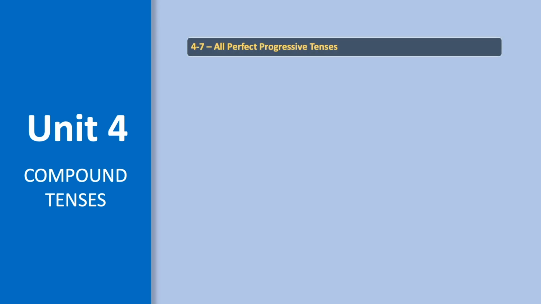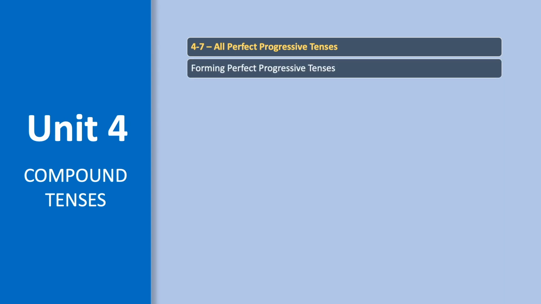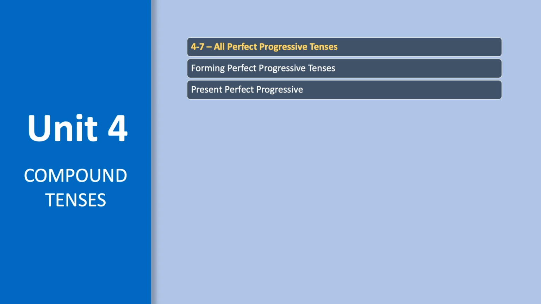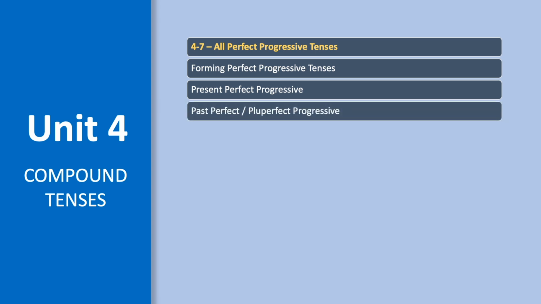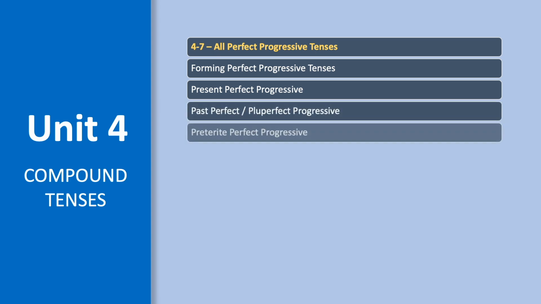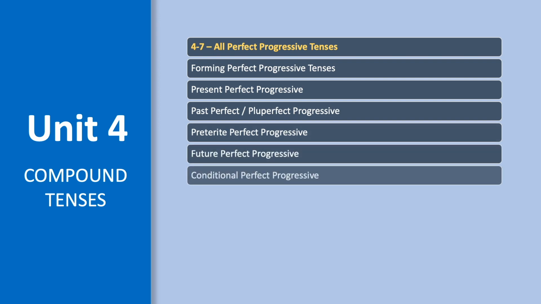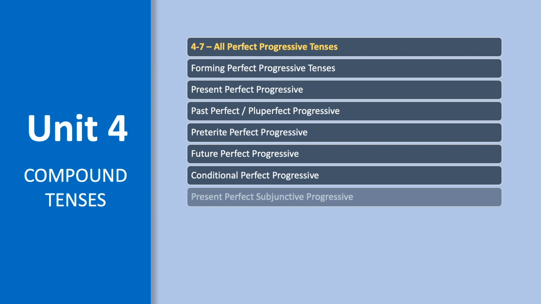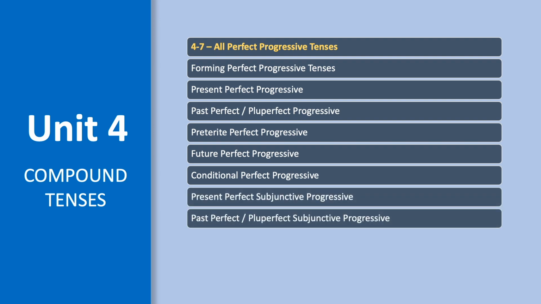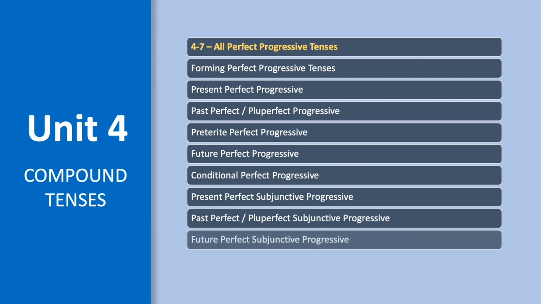We combine the perfect tenses and progressive tenses to form the perfect progressive tenses. This includes the present perfect progressive, the past perfect or pluperfect progressive, the preterite perfect progressive, the future and conditional perfect progressive, the present perfect subjunctive progressive, the past perfect or pluperfect subjunctive progressive, and future perfect subjunctive progressive.